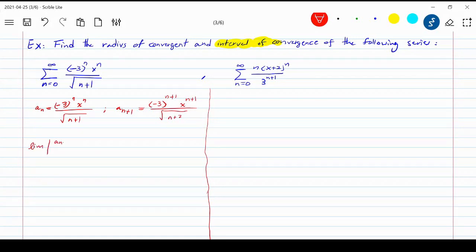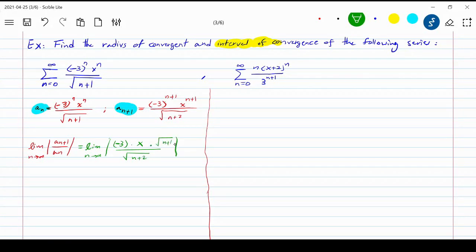Now let's calculate the limit of the absolute value of a_(n+1) divided by a_n as n approaches infinity. I can simplify it as I write it because I don't want to take too much space. If you do the division, the negative 3's will cancel out, so you'll end up with one negative 3. x to the power n plus 1 divided by x to the n, you'll get only one x left, and then you would have square root of n plus 2 in the denominator and square root of n plus 1 in the numerator. This is the simplified form of a_(n+1) over a_n.